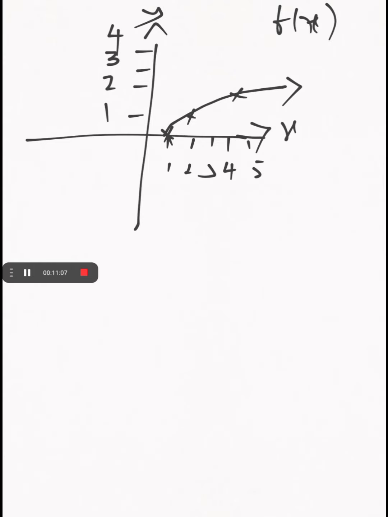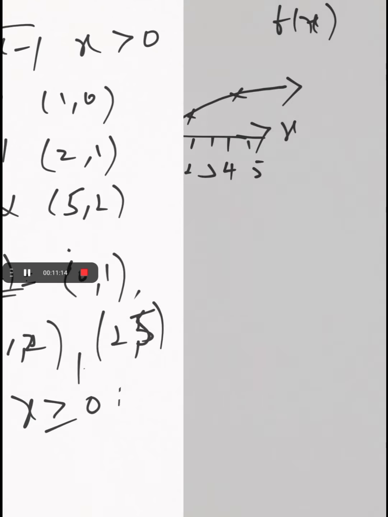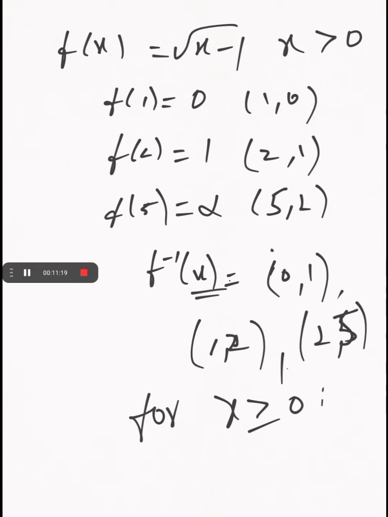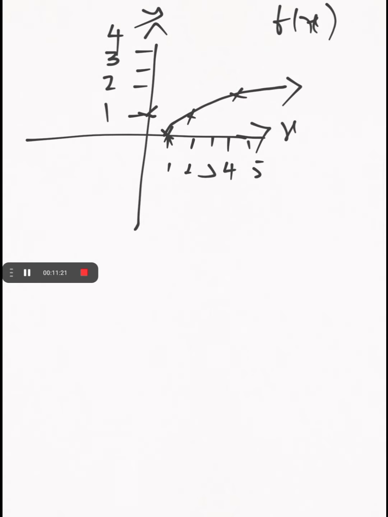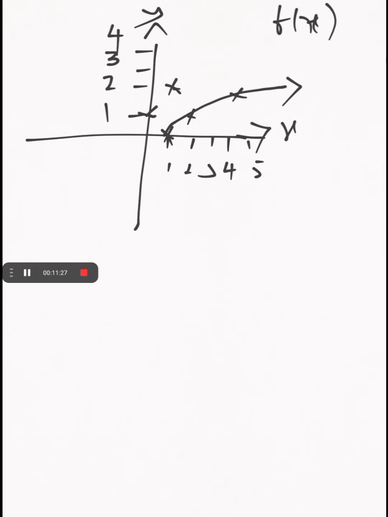Then f inverse of x. How do I draw it in the same graph? What are the coordinates here? 0, 1. That means here. Second point is 1, 2. Here. Third point is 2, 5. It comes here. It's drawn like this. This is the graph of f of x and f inverse of x. I hope you understand this.